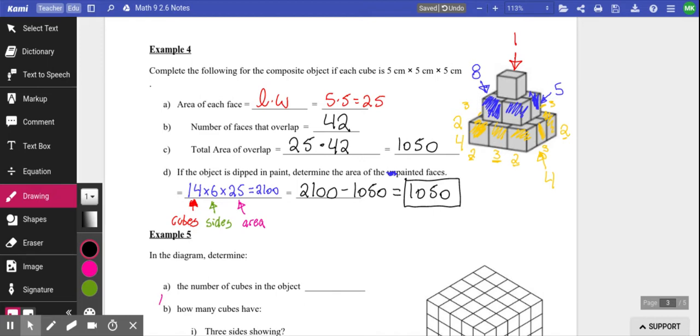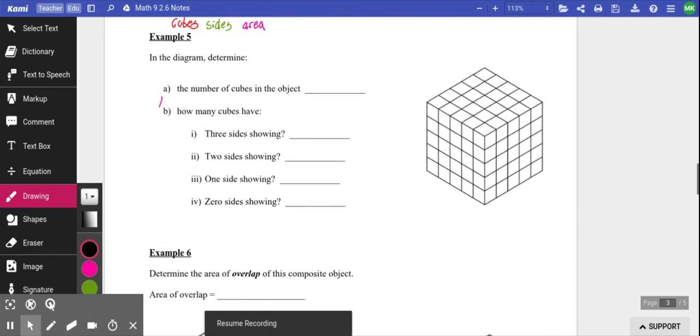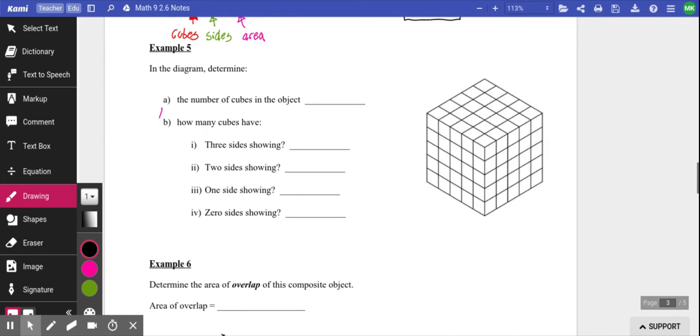Mr. Kennedy. Yes. This big cube looks like a Rubik's Cube. Yeah, so if you looked at it and you wanted to figure out how many cubes are actually in that thing, it's like doing the volume of something. 125. How'd you get that? There's 25 on each section.